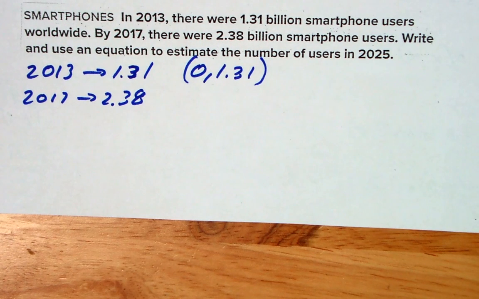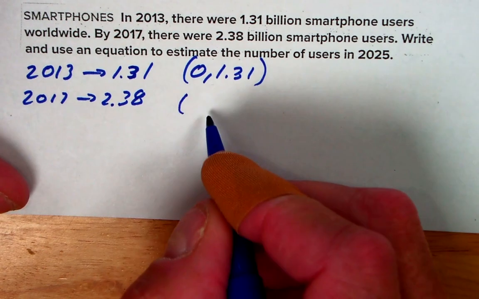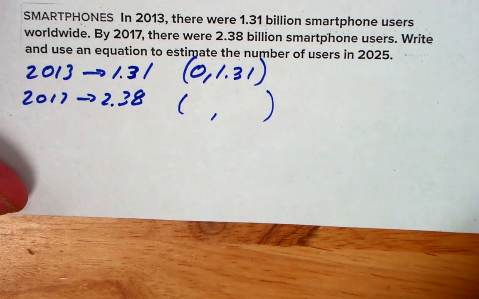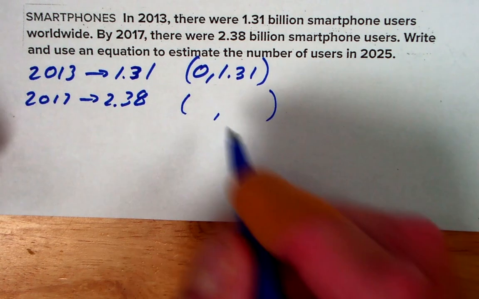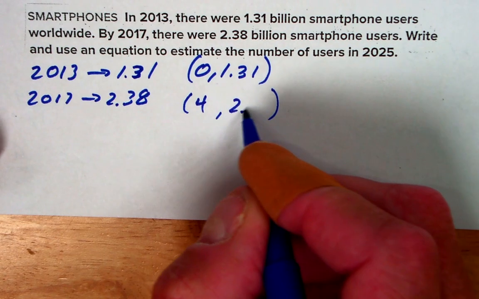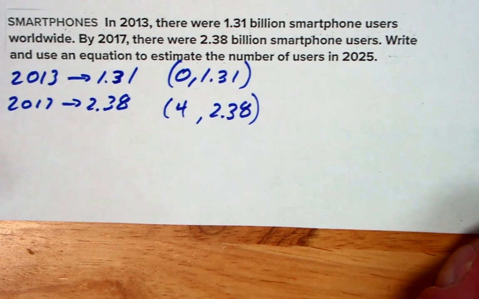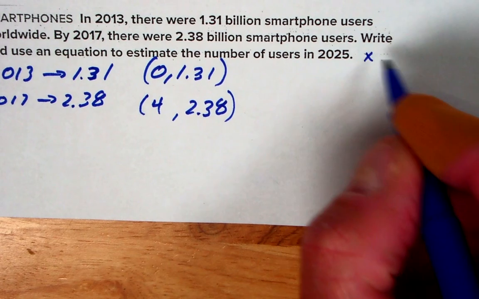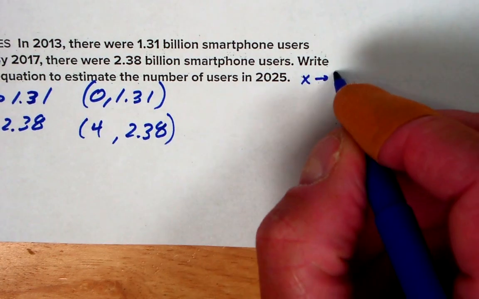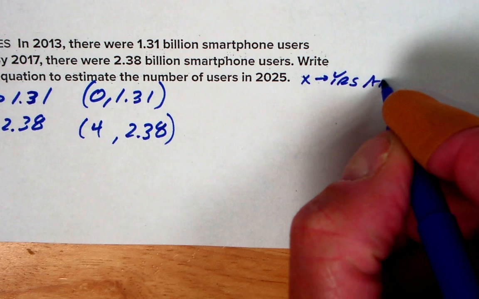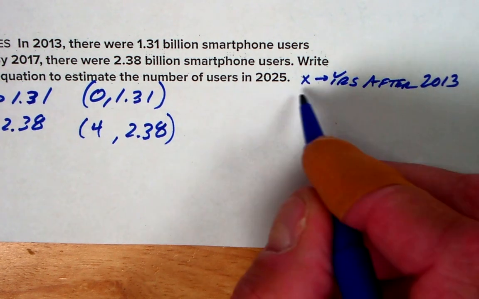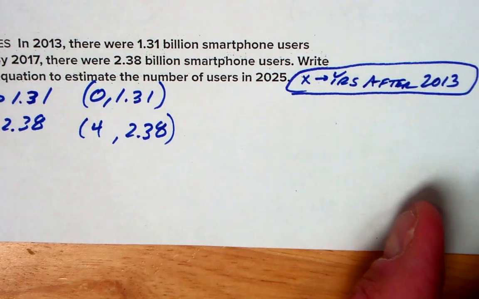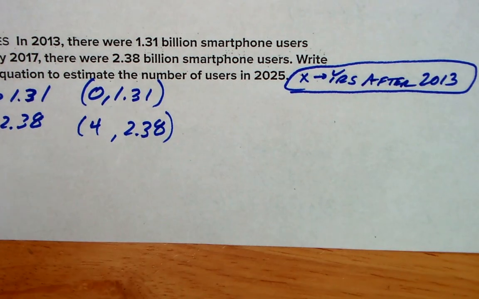Okay? If I change that one to 0, what's this next one going to be? 4. Why 4? 4 years later, okay? 2.38. But we need to make a note if we do this. My x is now years after 2013. That's important. I've changed my numbers. I need to go ahead and say what that change is.